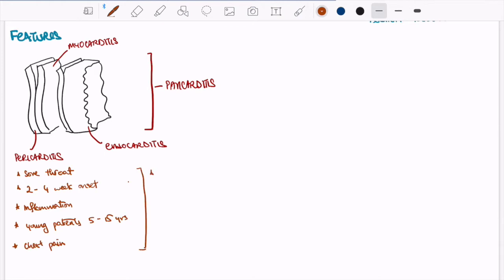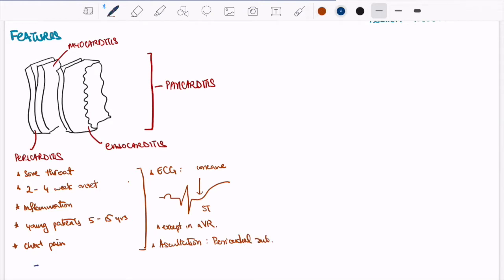An ECG would show a concave ST elevation present in all leads except the aVR. During auscultation, a pericardial rub can be heard. Treatment for this is with steroids. The disease can also occur in the myocardium.